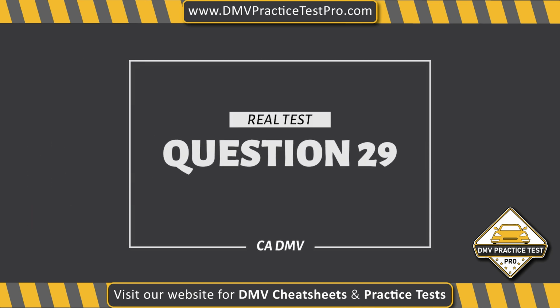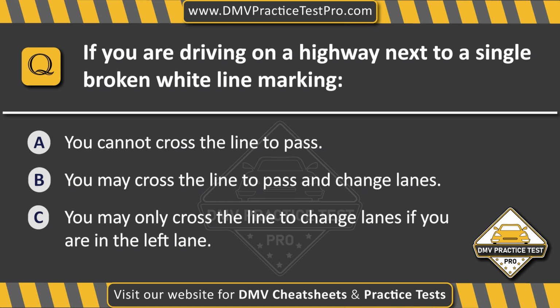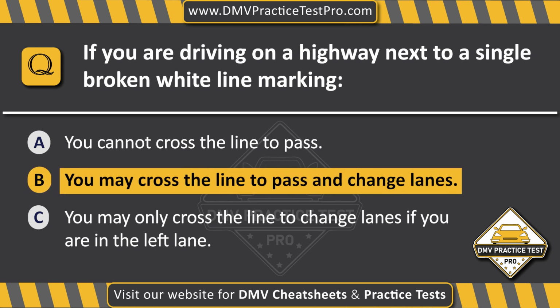Question 29. If you are driving on a highway next to a single broken white line marking, Option A, you cannot cross the line to pass. Option B, you may cross the line to pass and change lanes. Option C, you may only cross the line to change lanes if you are in the left lane. The correct answer is Option B. You may cross the line to pass and change lanes.